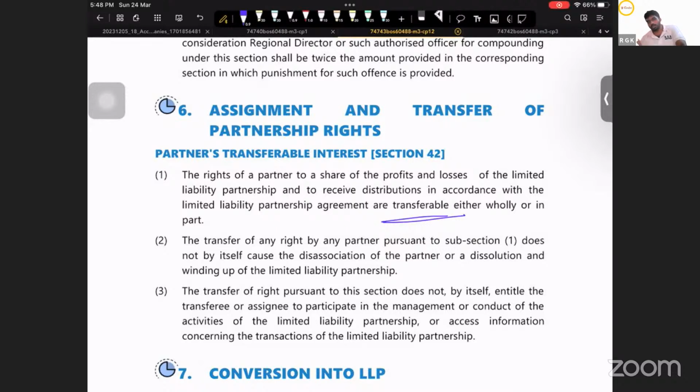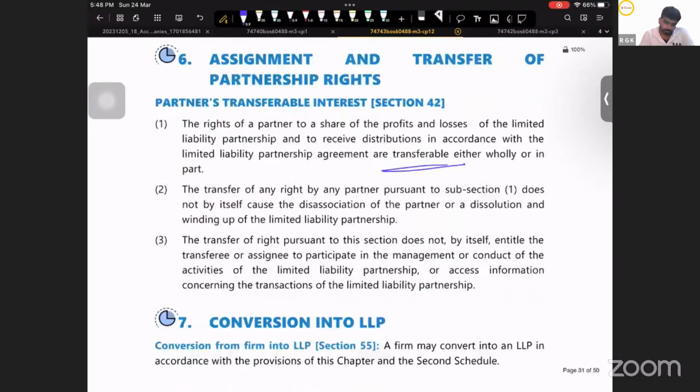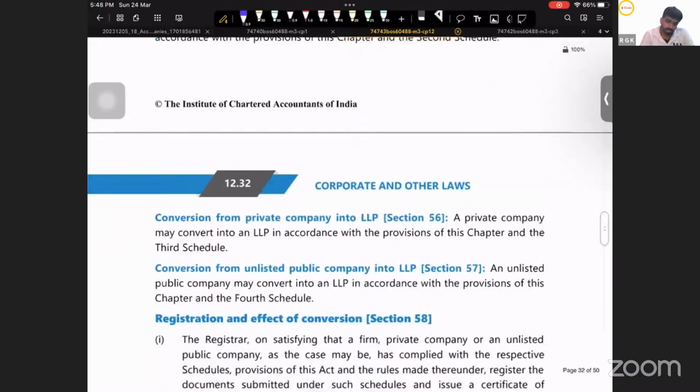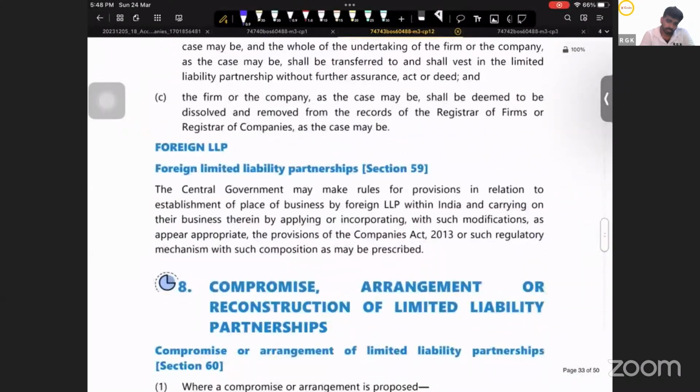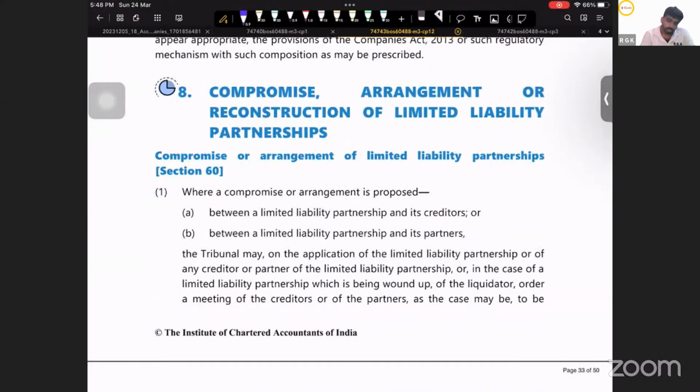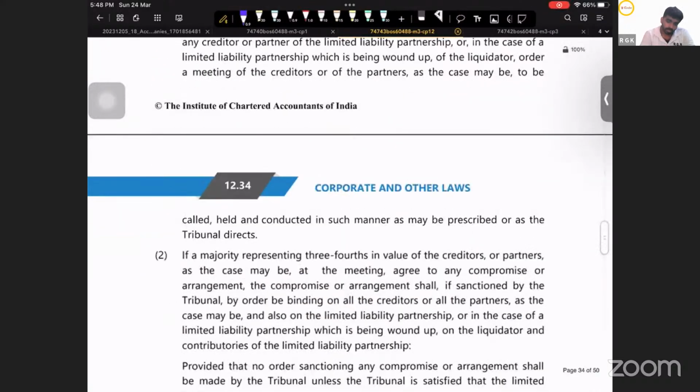Same as the Partnership Act, similar to the Partnership Act. Conversion parts are dealt with by the schedules. Schedules will tell us with respect to conversion, not important. Compromise, arrangement, reconstruction, not very important. You can ignore it.